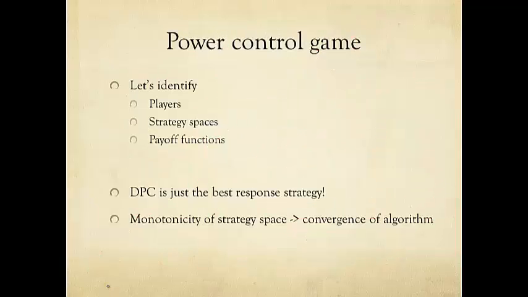Now back to our power control problem. We said power control is competition, and competition can be modeled as a game. So what kind of game are we talking about here? Well, let's identify the set of players first. That's the logical link or the transceiver pair, there are n of them.